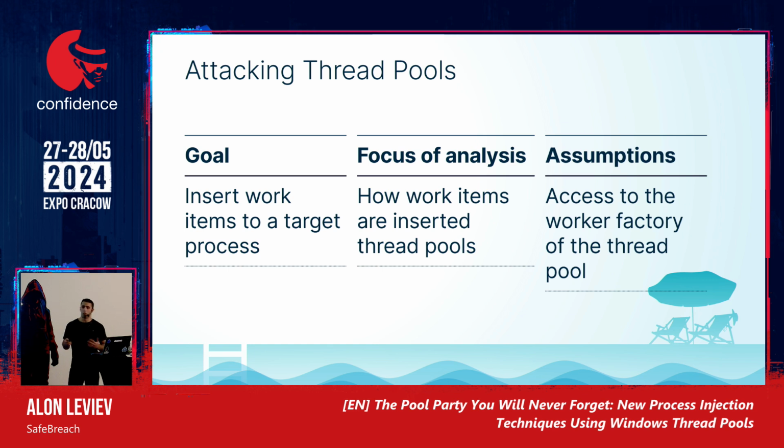So when attacking the thread pool, my main goal was to insert a work item into a target process. And so my focus was on how work items are inserted into the thread pool. I knew that a correctly inserted work item will get executed by the worker thread at one point or another. I also assumed that I have access to the thread pool's worker factory object of the target process, because in the latest variant, we just proved that such access can be granted by duplicating the worker factory handle.